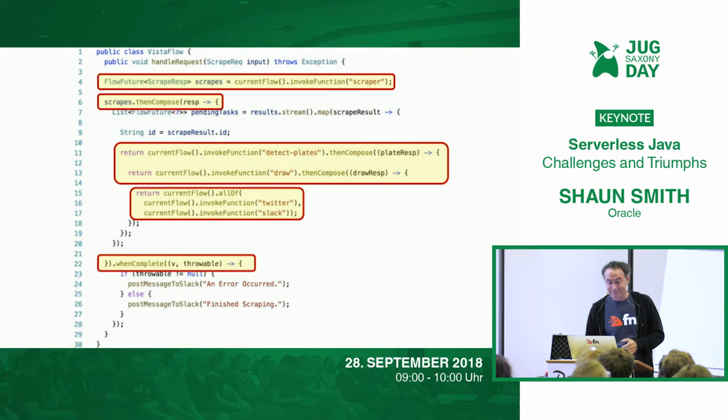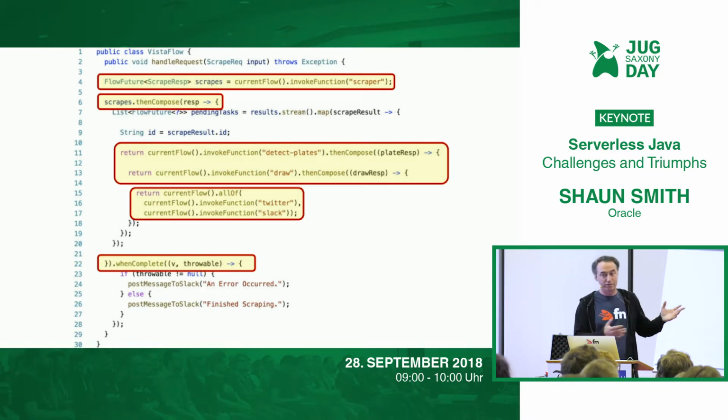That's too bad. Okay, so I actually have a mouse. I'm just basically going to invoke a function scraper. Then I'm saying take the results, and I'm going to invoke detect plates. Detect the plates, then compose. I invoke the draw function. I have allOf: take the current flow, all of these functions, and then finally, whenComplete, come here if it's successful or not. So if you're using CompletableFuture, this looks very familiar, except that the workloads are no longer inside the JVM. They're somewhere in your compute fabric.